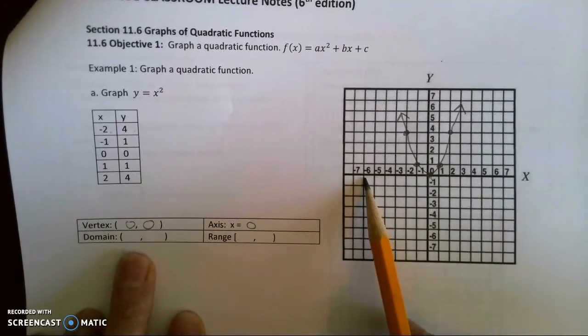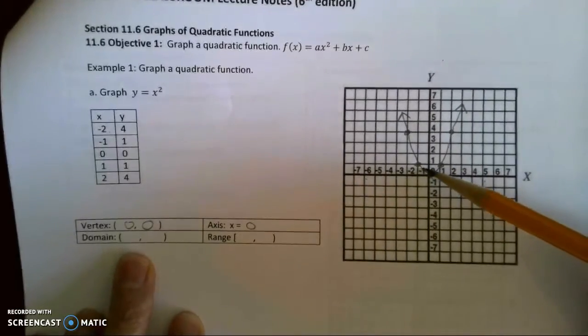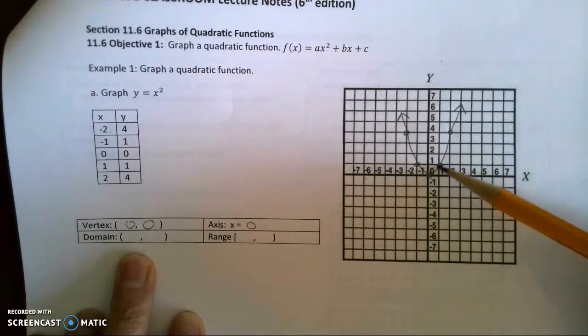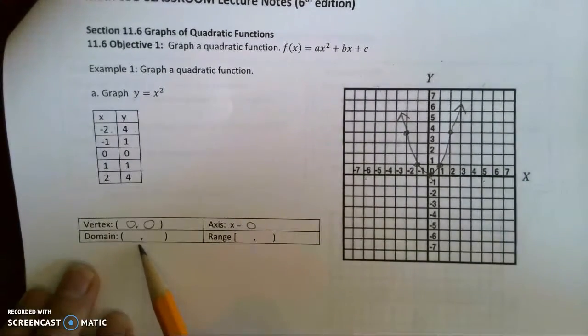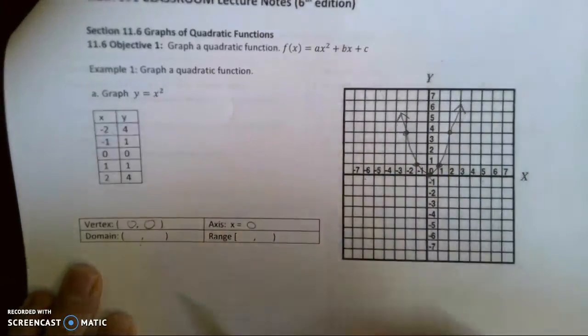Okay, the domain and the range. The domain is how far to the left and how far to the right it goes. So if you think about this, it goes forever to the left and forever to the right. So the domain would be -infinity for the left and +infinity for the right.